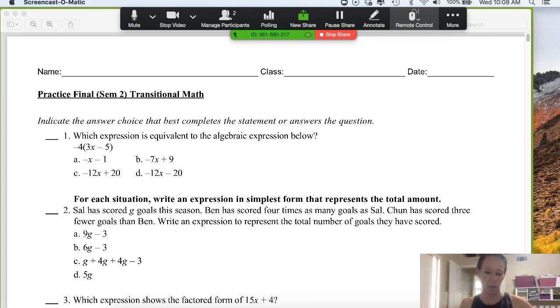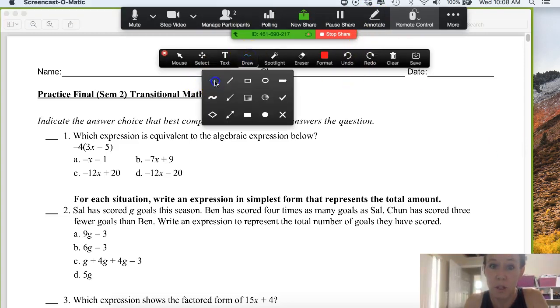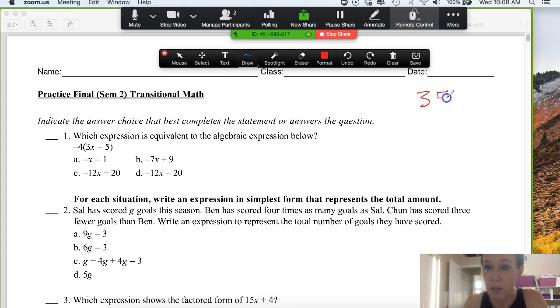So that's the first question I get a lot. How many questions are on the final? So it'll be very similar to this. So let's just go over that. There's 35 questions on the final. It will be multiple choice and it's on the computer, just like you've done all semester.